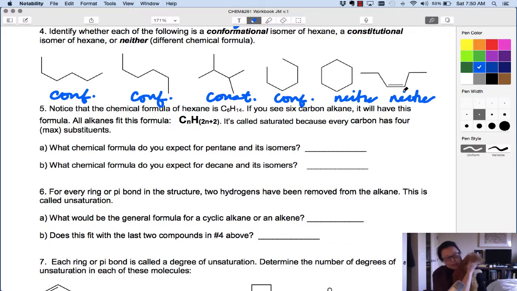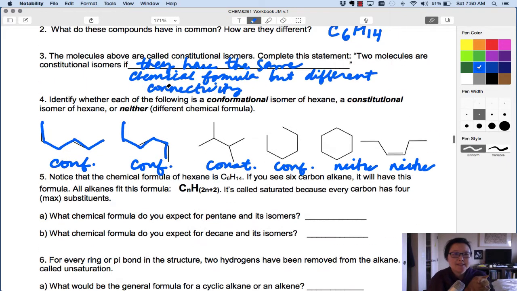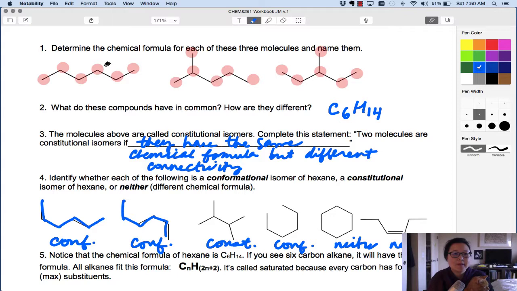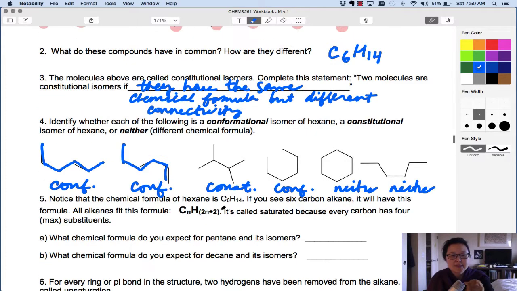So the first couple of these, you notice the connectivity is the same as hexane, just straight chain hexane. So we would call those conformational isomers. That is, you can see the rotation of the carbon bond, like right here. It sort of rotates up. And this is another different rotation of hexane, but it's basically connected the same way this one is, just one after another. With the constitutional, we see that right here.